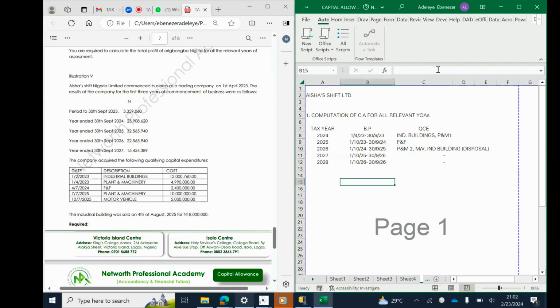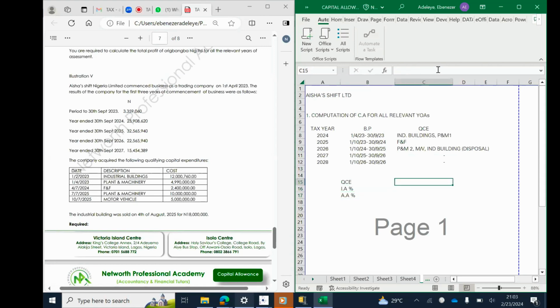So for our computation now, we can go straight into the computation of our capital allowance. For our QC, we have the rates. For the rate, we have the initial allowance in percentage. We have the annual allowance in percentage. And then we have the investment allowance. But in this case, will investment allowance be applicable? No, it will not.